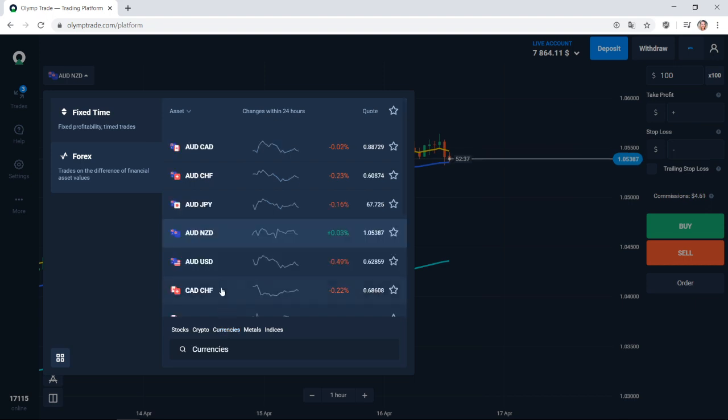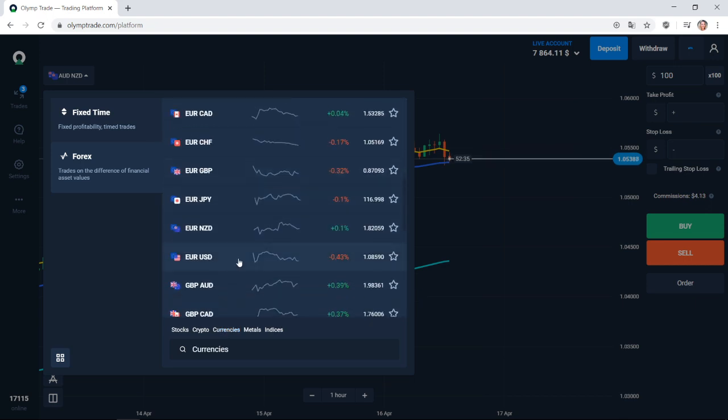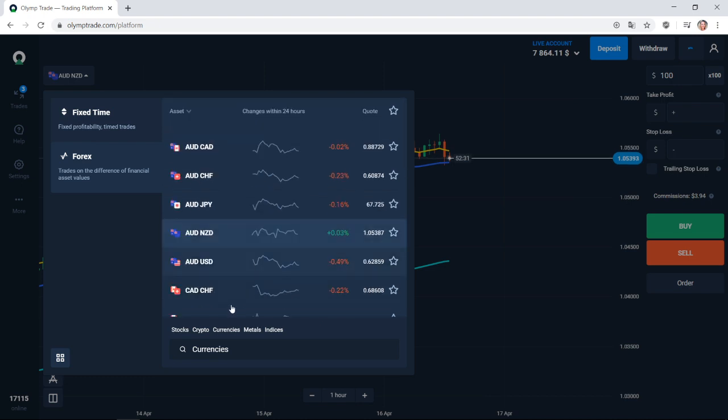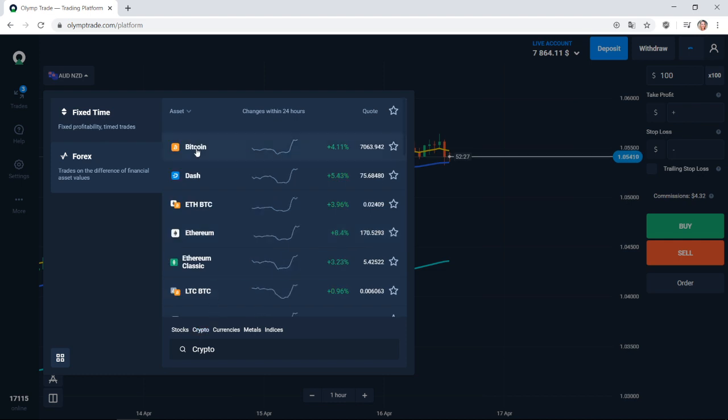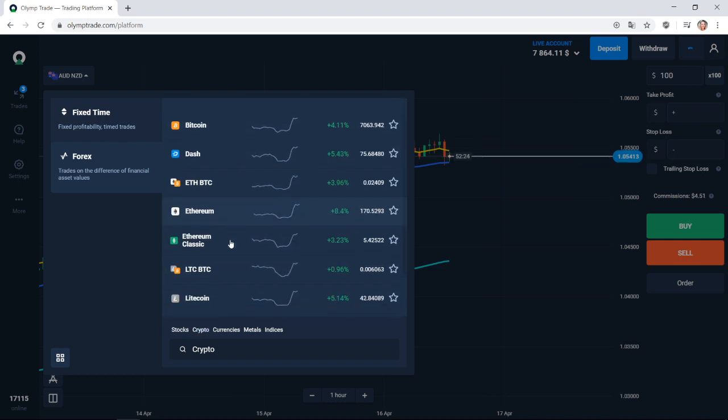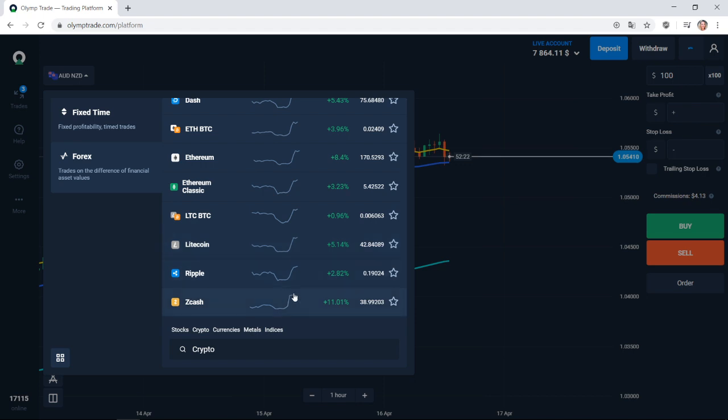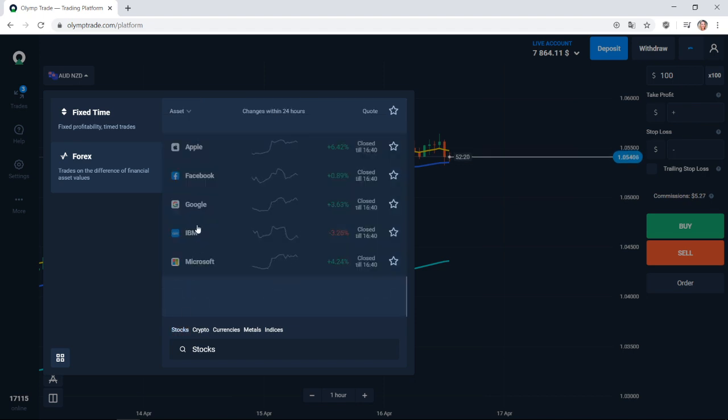Here you can find, of course, the different currency pairs of different countries. For example, the Euro US dollar, the most traded currency pair in the world. Then we have cryptocurrencies where you can find Bitcoin and Ethereum, Litecoin, Ripple, and so forth. And then different company stocks.